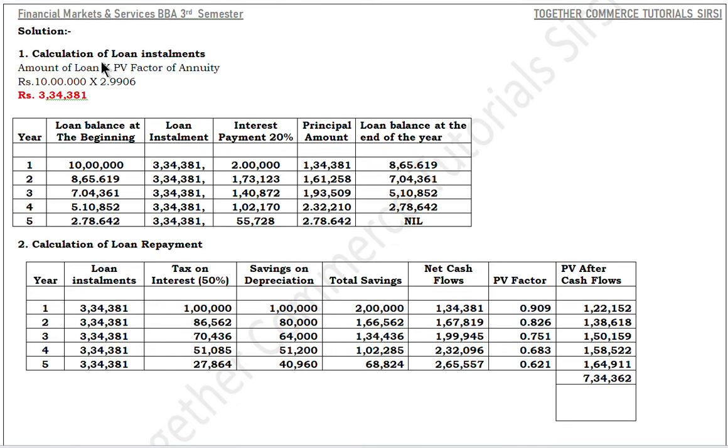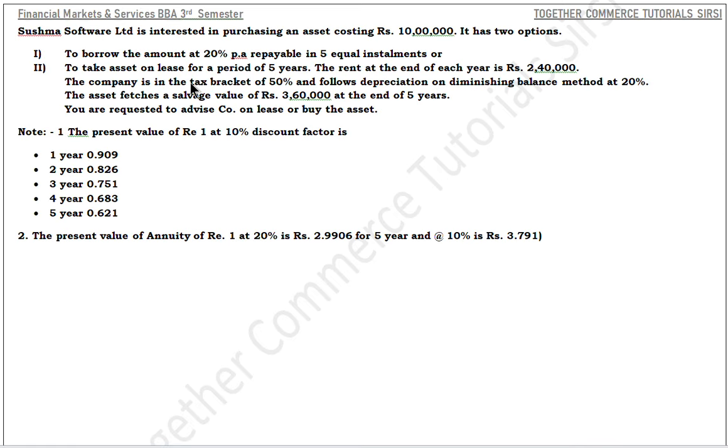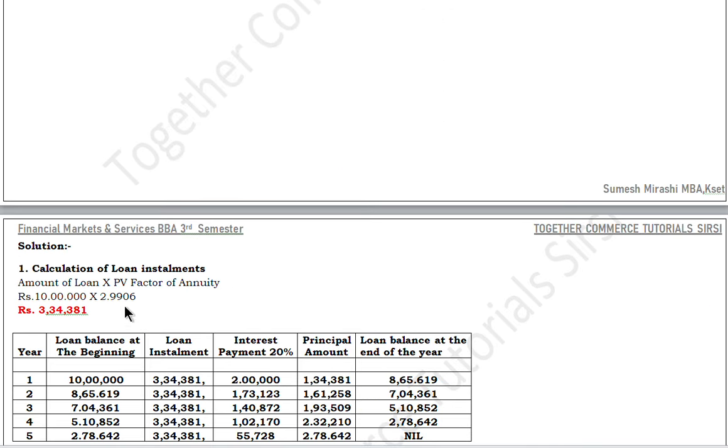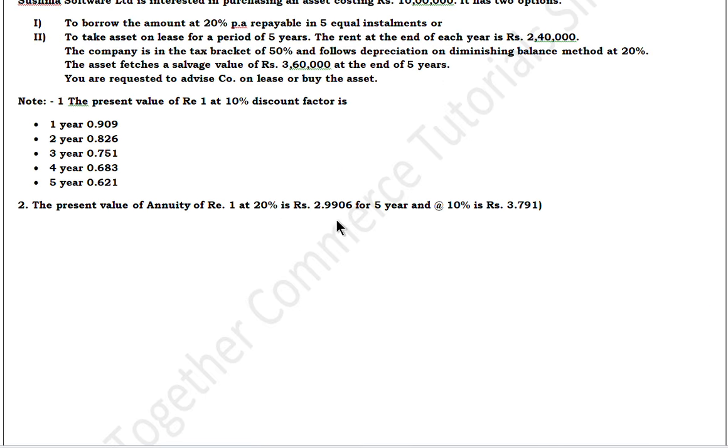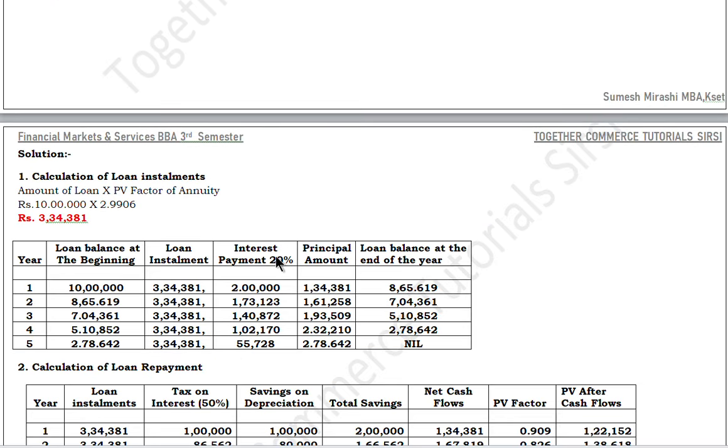The first step is calculation of loan installment, and the formula is amount of loan into PV factor of annuity. These two values are given in the question. The amount of loan is here at the start, 10 lakh, and the annuity factor they have given is 2.9906. If you multiply these two values, you will get the loan installment as rupees 3,34,381.